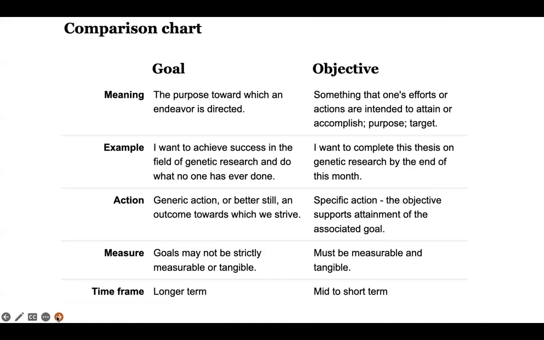Objective. Suppose my goal is to reach Islamabad. What will be my objective? At what time? What route? What transport do I have to use?